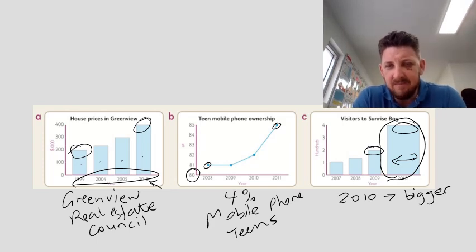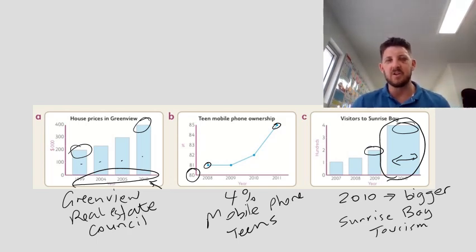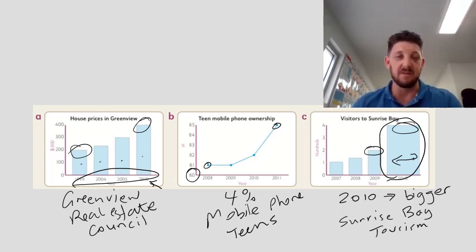Now, who do I think is going to be the funder or the person that's produced this graph? I think it would have had to have been the Sunrise Bay Tourism Department, and they would have been trying to show you that there's more people visiting there and it must be a really great place to visit.